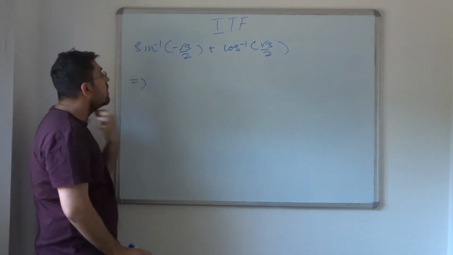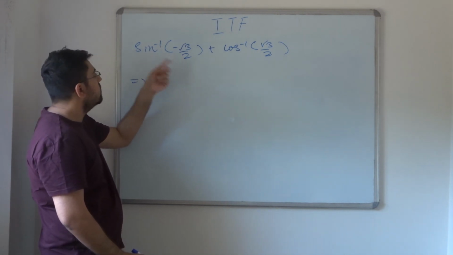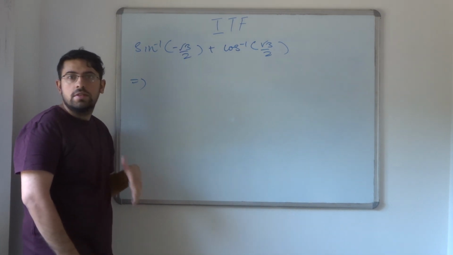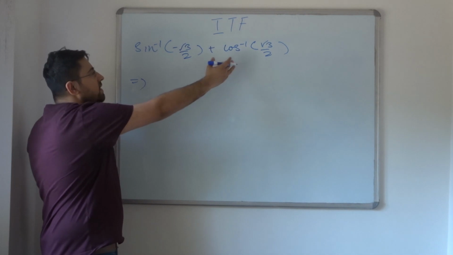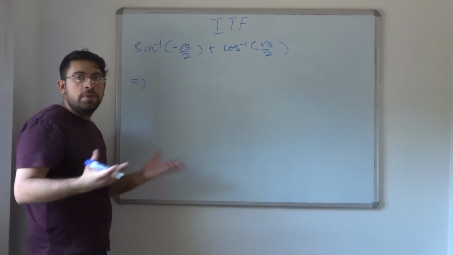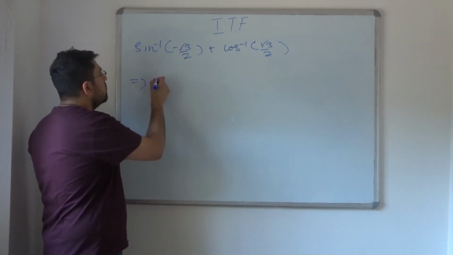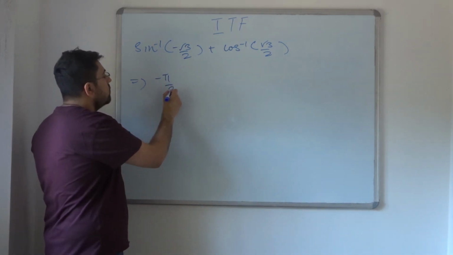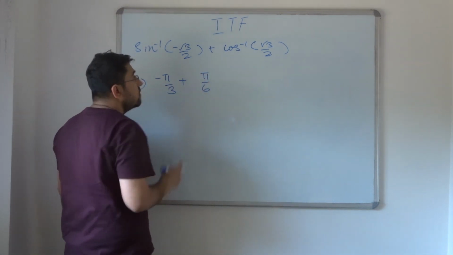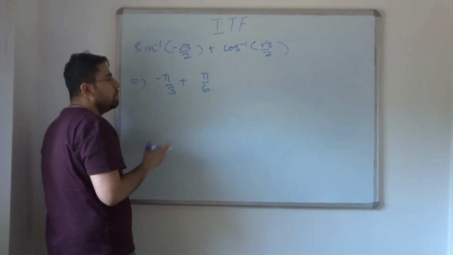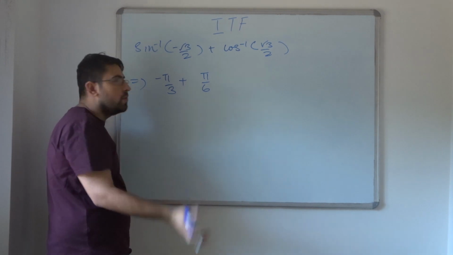Now again guys, here there is sin, so you don't have to worry about the sign, meaning negative or positive. And here cos is positive, so here also you don't have to worry about the sign. So basically you have negative pi upon 3 plus pi upon 6. This is a real tester. 30, 60, pi by 3, pi upon 3, pi upon 6.